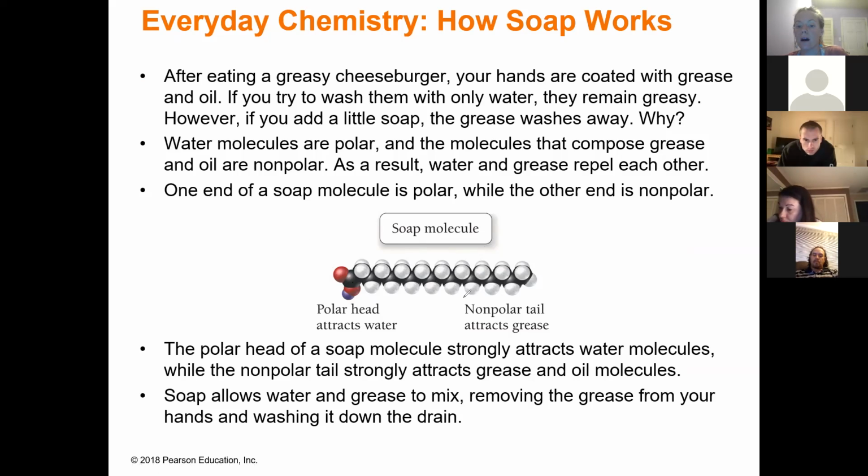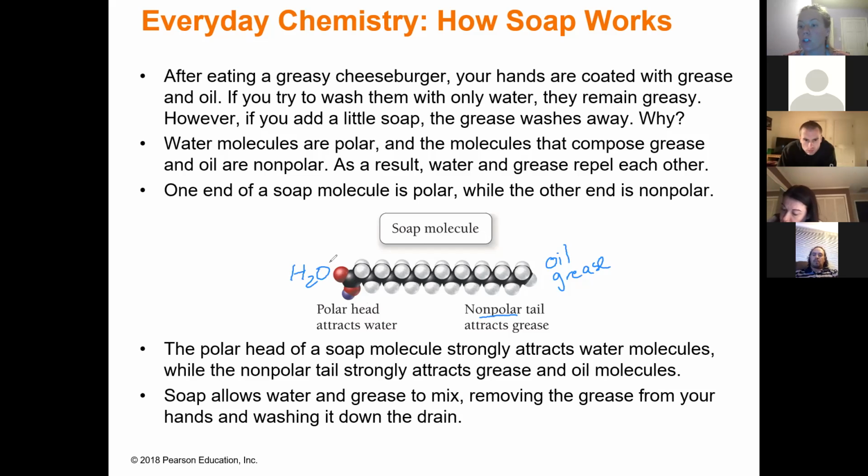What is the non-polar side going to stick to? It's going to attract the oil and the grease. Right? All that greasy, oily stuff is going to stick here. What is the polar head going to attract? It's going to attract the water.